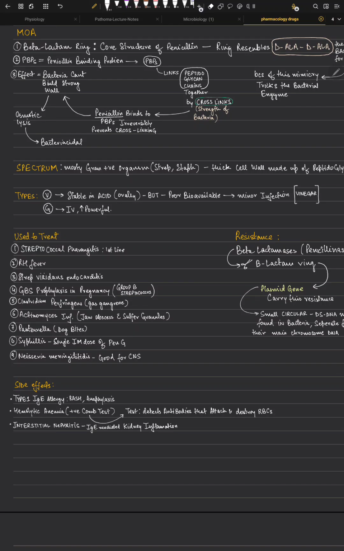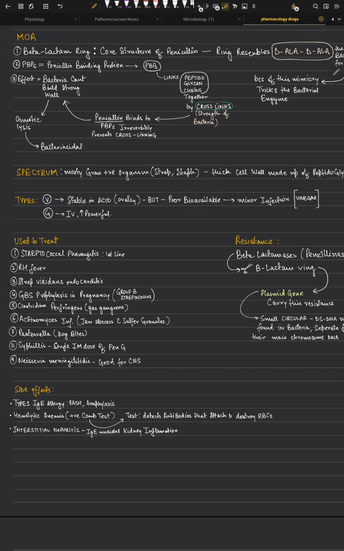Types: we have one type that is V and another type that is G. So I usually remember V as vinegar, which is acid stable. It means you can give it orally, right? Our stomach has acid, so it has poor bioavailability, but it's great for oral, and it's great for minor infections. You can give it IV, and it's more powerful, of course, because it's IV.